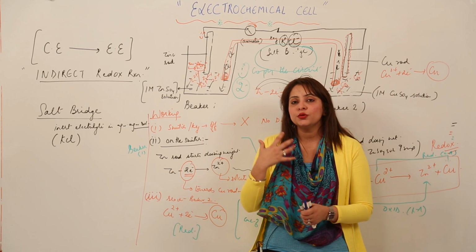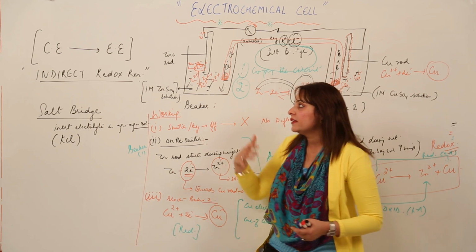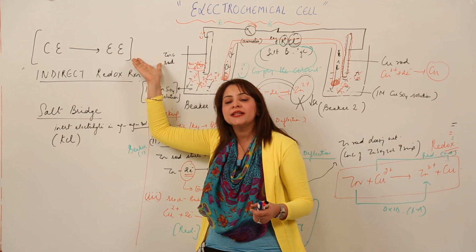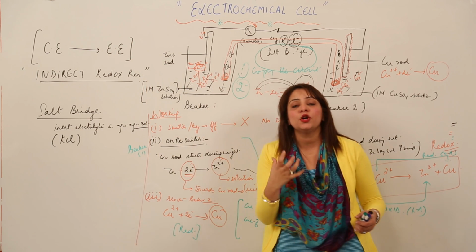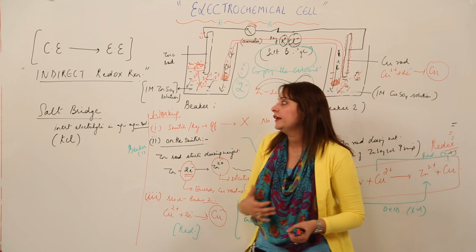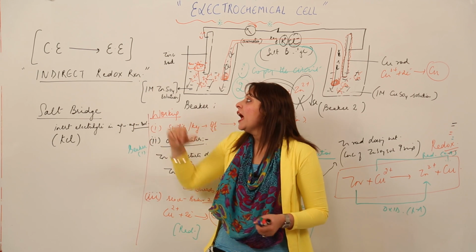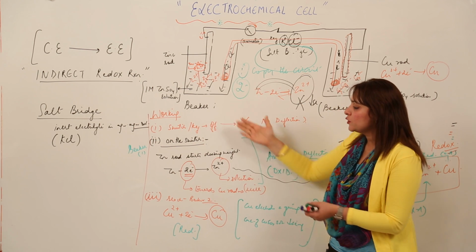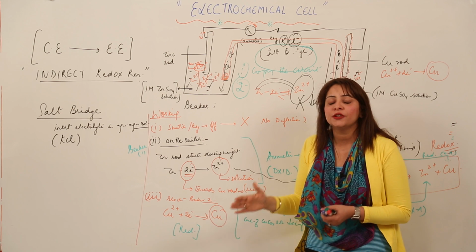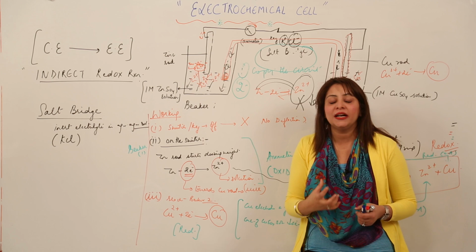Whenever you get to write something about the electrochemical cell, write its definition first, that it is a device which converts this energy into this energy, right. That means at the cost of chemical reactions the electric energy is produced. What is the principle? The principle is the indirect redox reaction, right, and then draw the figure, then proceed as I told you, point wise. If you write the answer point wise, it will be easier for the examiner to understand, right.